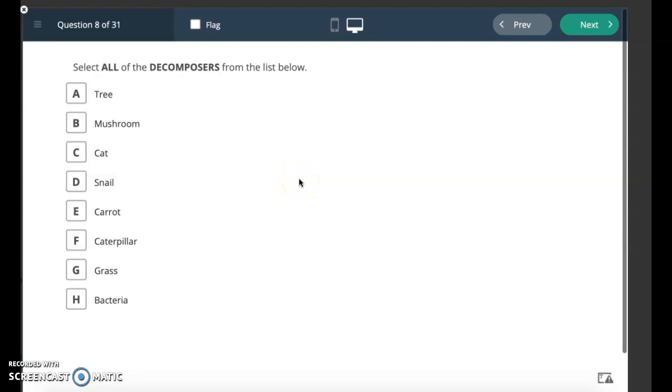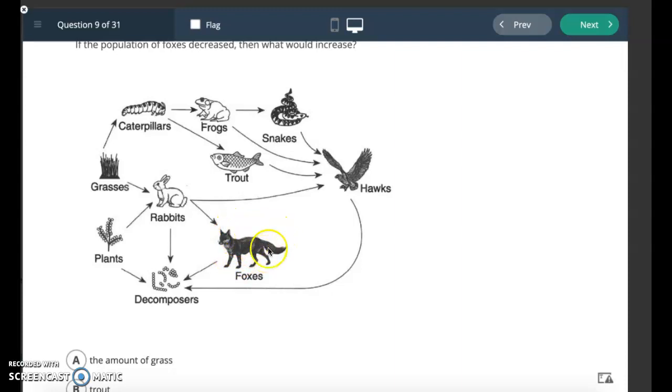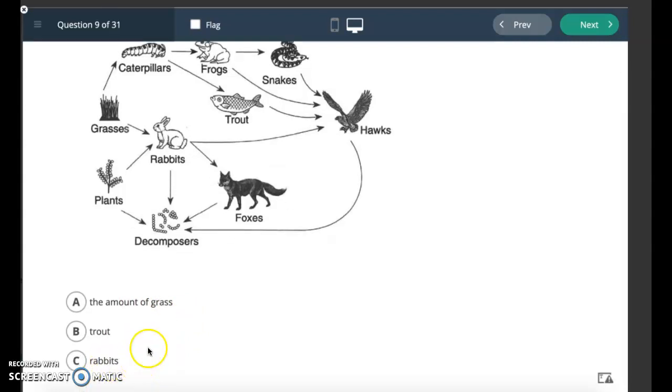Select all of the decomposers from the list below. Tree, mushroom, cat, snail, carrot, caterpillar, grass, bacteria. If the population of foxes decreased, then what would increase? So first locate the fox over here. What would increase if the foxes decreased? The amount of grass, trout, or rabbits.